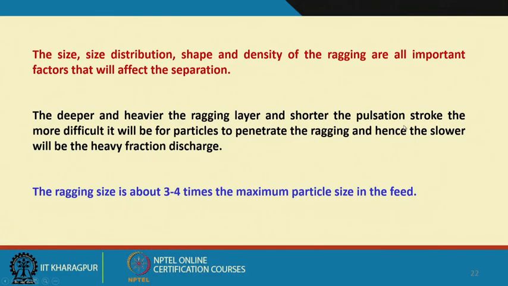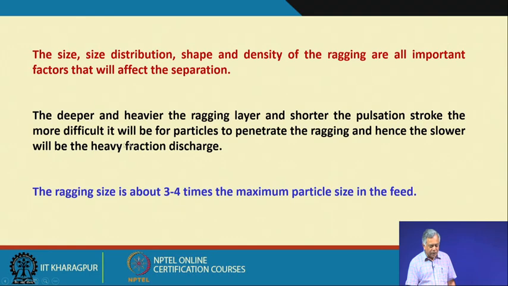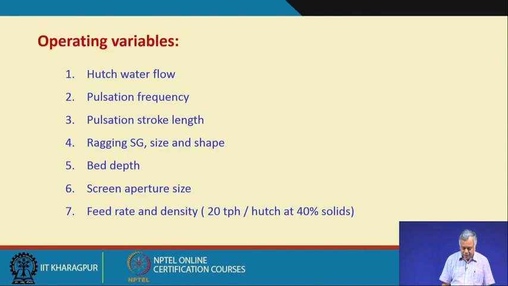The deeper and heavier the ragging layer and the shorter the pulsation stroke, the more difficult it will be for particles to penetrate the ragging, and hence the slower will be the heavy fraction discharge, but you will get a better quality product in the concentrate. The ragging size should be about 3 to 4 times the maximum particle size in the feed. These are all very much finer details.